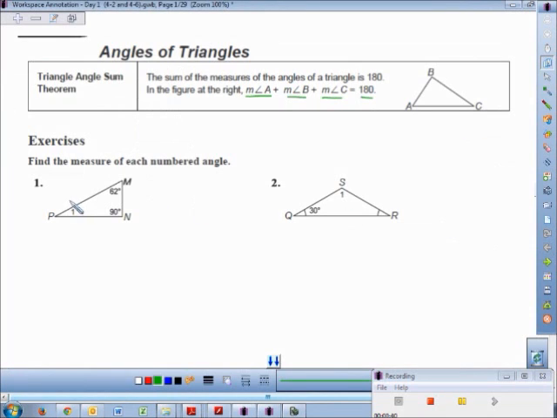So we're going to put it two places. We're going to put it in the picture, and then we're going to come down here and say measure of angle 1 equals 28 degrees. All three angles should add up to be 180. So in our next one, they need to give us two angle measures provided.